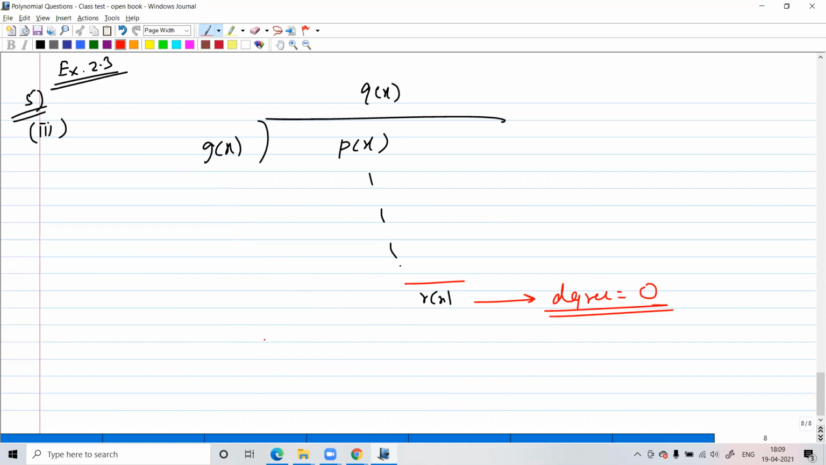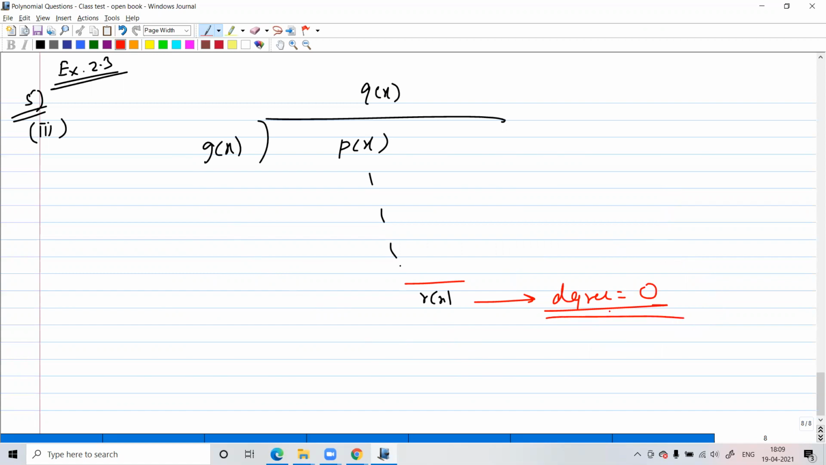Does it have to be? Is that true? No, sir, since if it's 1, remainder will be 1. See, don't forget, this is just the degree to be 0, not the remainder has to be 0. Remainder can be something else. Yes, sir. Okay.